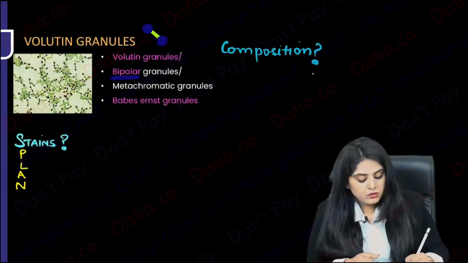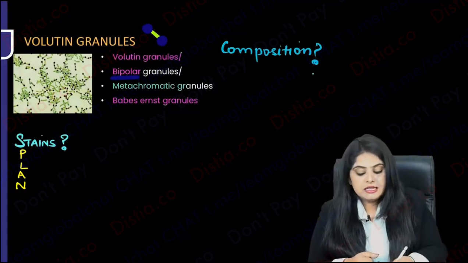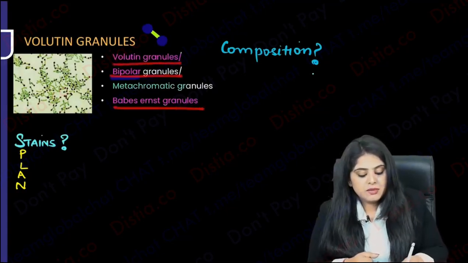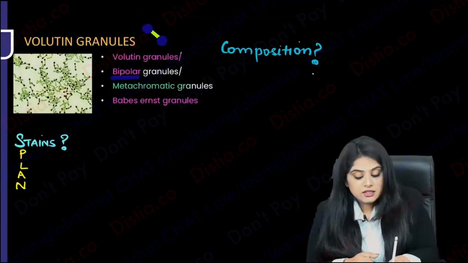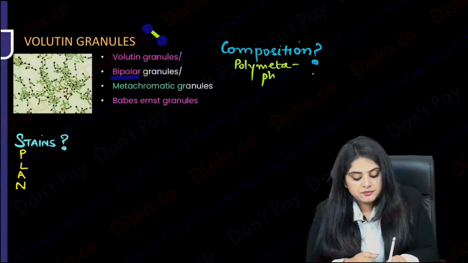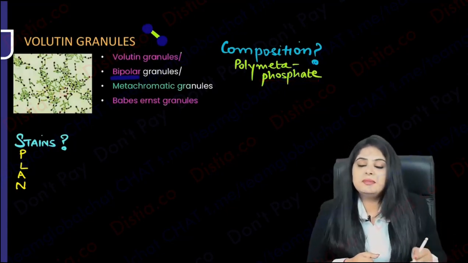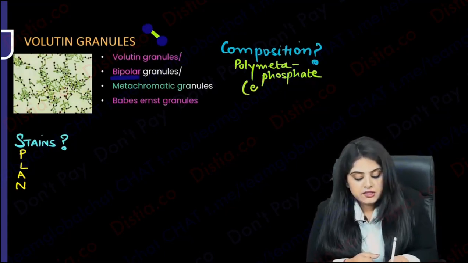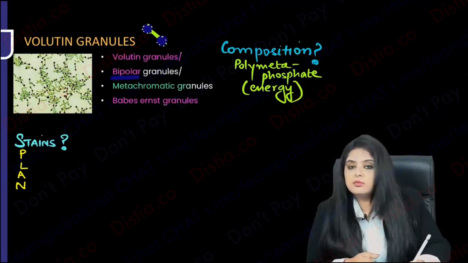Then they are also known as metachromatic. What is metachromatic? That I'll explain in 2 minutes. So remember, volutin, Babes-Ernst, bipolar and metachromatic are the 4 names for the same thing. These are made up of polymetaphosphate. If you want to say it in simpler words, phosphate means this will help in ADP and ATP, which means it's a form of energy. They've just given energy a very fancy name. So these bulbous swellings that you have contain energy reserves. That is what God has given it.